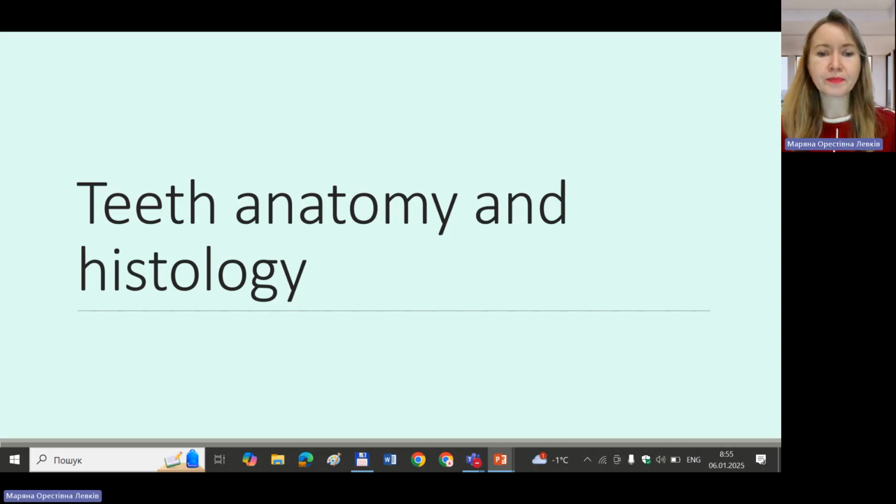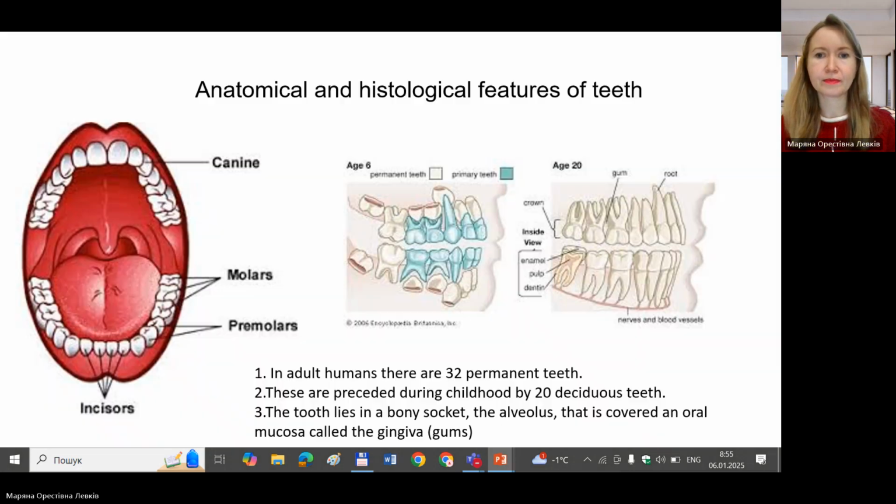And we proceed with the next chapter of this lecture, teeth anatomy and histology. Anatomical and histological features of the teeth. In adult humans, there are 32 permanent teeth. They are preceded during childhood by 20 deciduous teeth. The tooth lies in a bony socket, the alveolus, that is covered by oral mucosa called the gingiva.